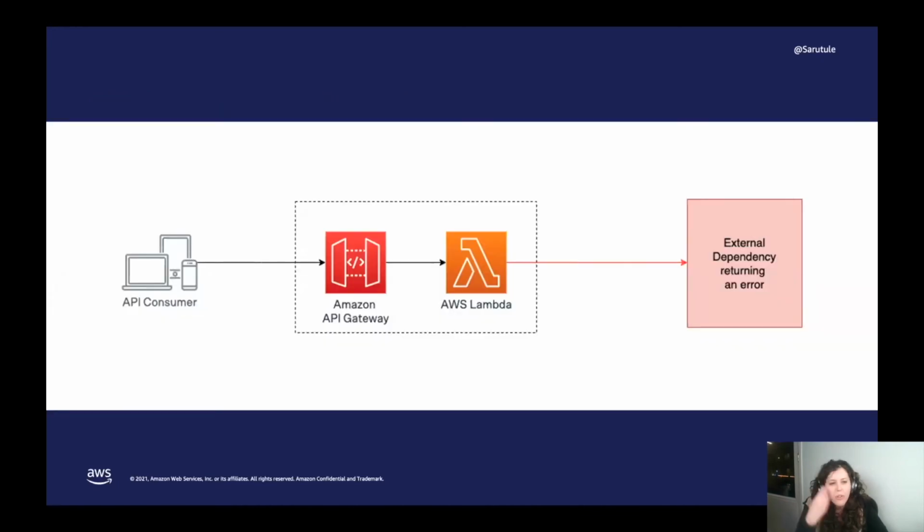So this is also an example of how it would look in practice. Maybe your AWS Lambda has an external dependency that is returning an error, or even takes long to return a response. Custom metrics could be a good fit to capture this information.